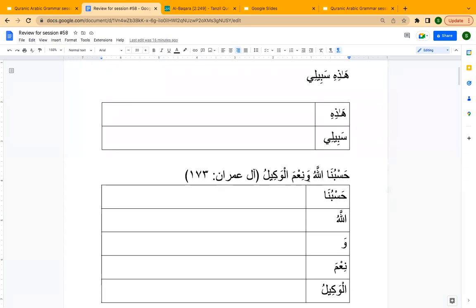Now comes waw, and waw is going to be my atf, and then ni'ma. Ni'ma is a very strange jamid kind of a fail. It doesn't change much. So it is a fail. If it is a fail, what kind of a fail does it look like? Madi, very well done.